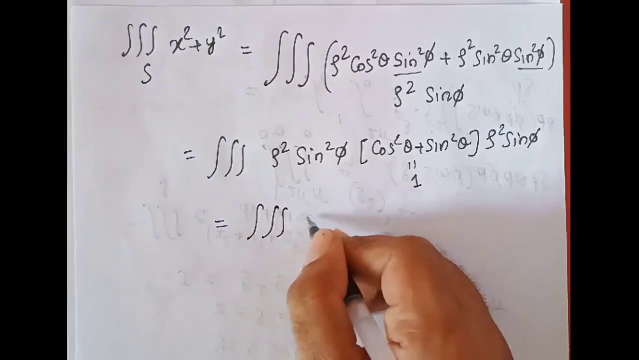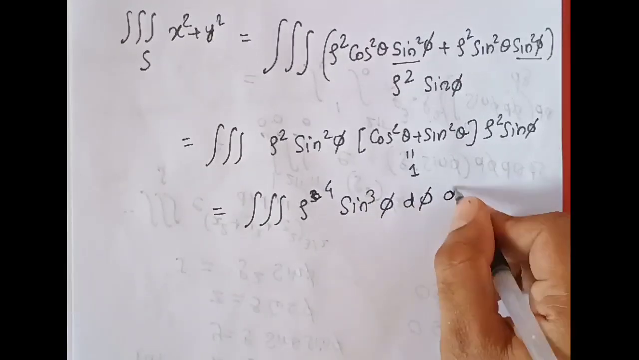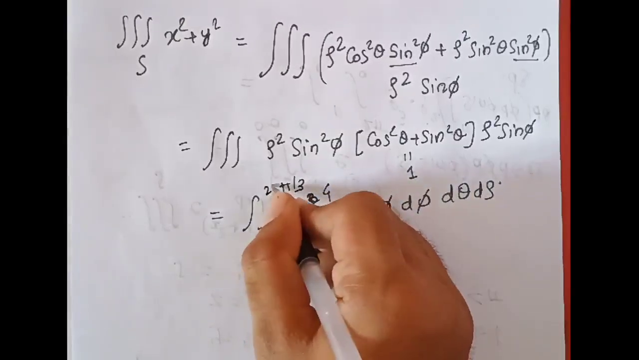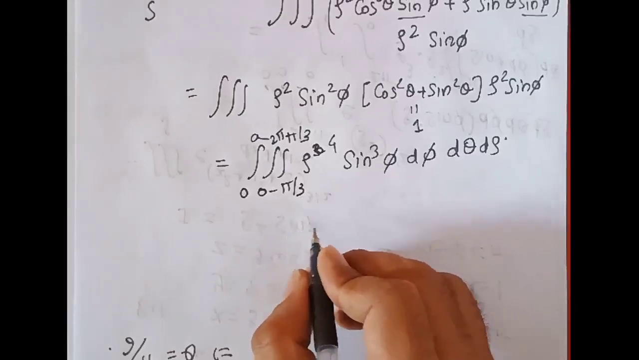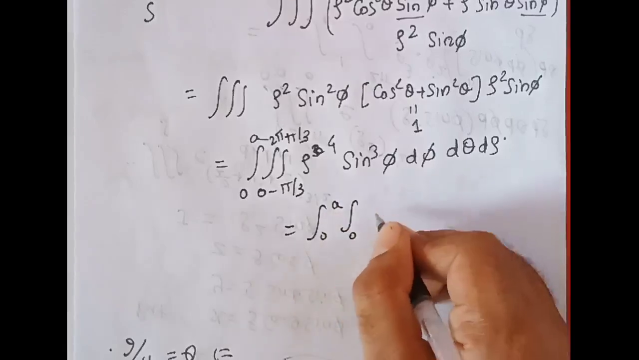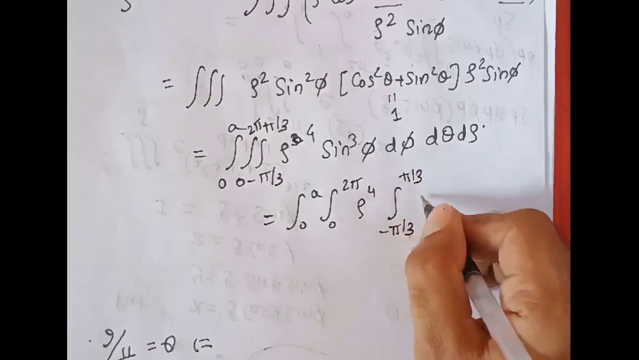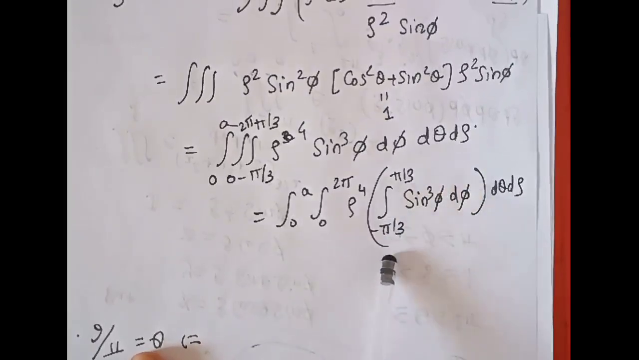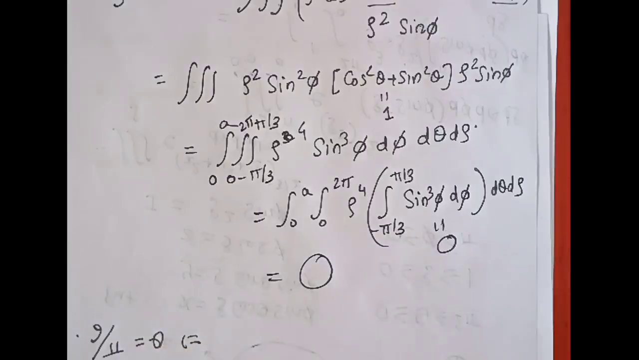So finally we will be left with rho raised to 4 sin cube phi, and then we will take d phi first, d theta then, d rho then. Phi is from minus pi by 3 to pi by 3, theta is from 0 to 2 pi, and rho is from 0 to a. Alright, so now I will evaluate them one by one. Rho raised to 4 is constant with respect to phi. So we have the integral from minus pi by 3 to pi by 3 of sin cube phi d phi. This is an odd function over symmetric limits, so it is always going to be 0. So the final answer turns out to be 0 in this case. Okay, thank you.